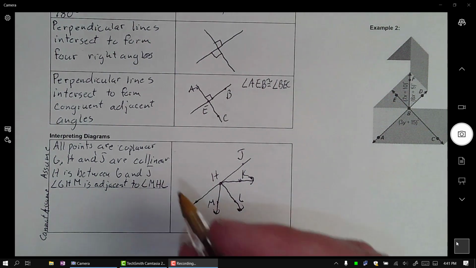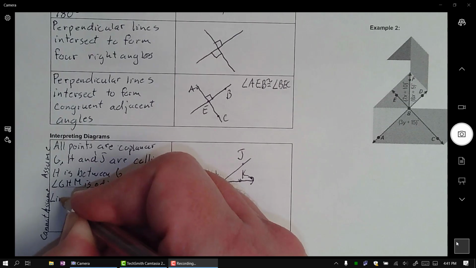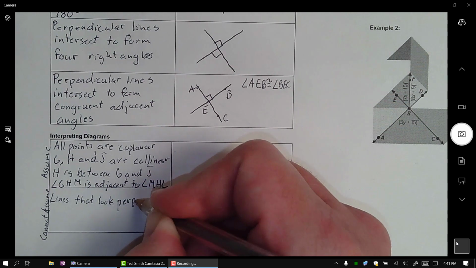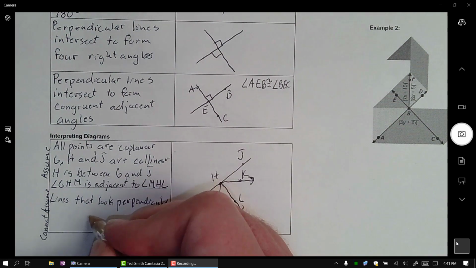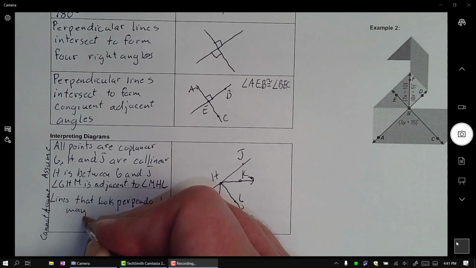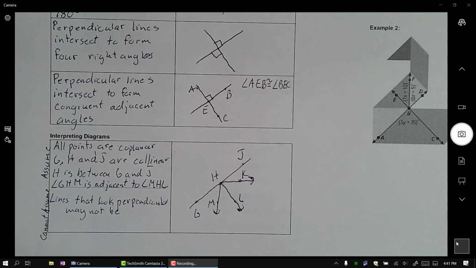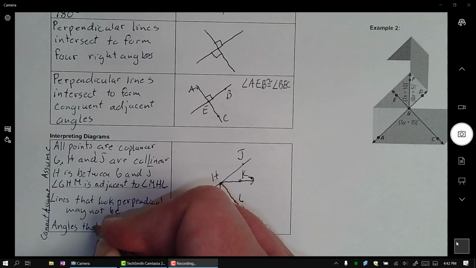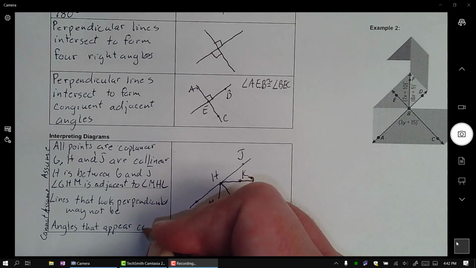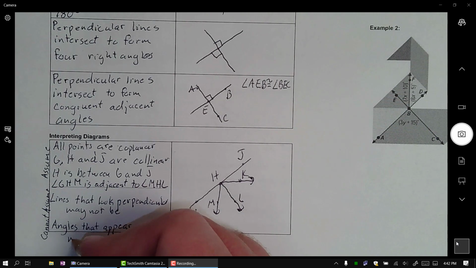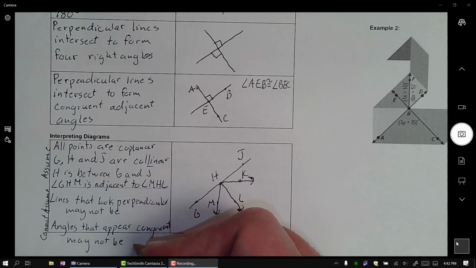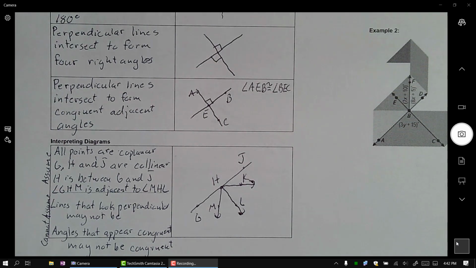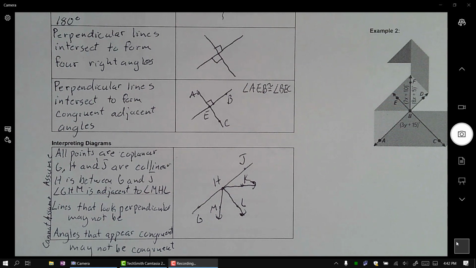What can't I assume? Lines that look perpendicular may not be. So I can't assume that they are because they might not be. Angles that appear congruent may not be congruent. So it has to tell us that it's congruent. It has to tell us that it's perpendicular. Otherwise, we can't assume stuff like that. It's a big assumption that we're making.